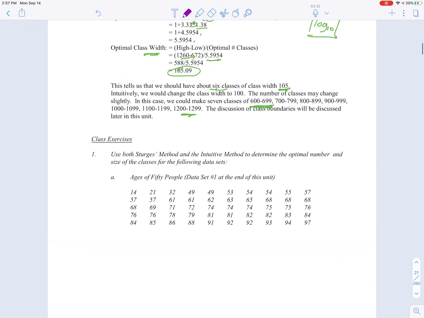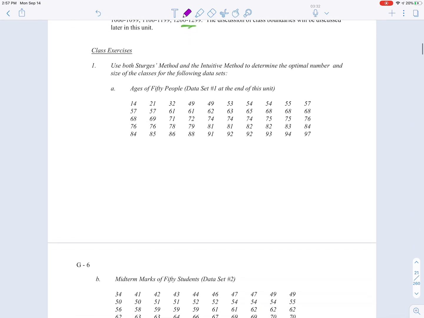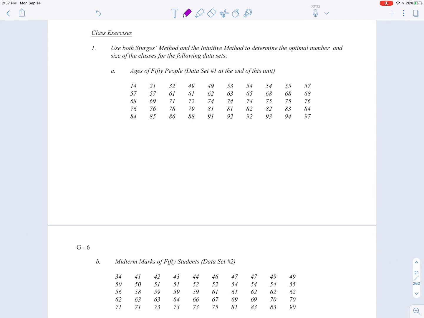So this is page G5, number 1. So according to Sturge's method then, the optimal number of classes is equal to 1 plus 3.33 times the log base 10 of n. And our n in this particular case is that there's 50 numbers here. So it's the log base 10 of 50. So that's going to be 1 plus 3.33, and this is where you'll get out your calculator.